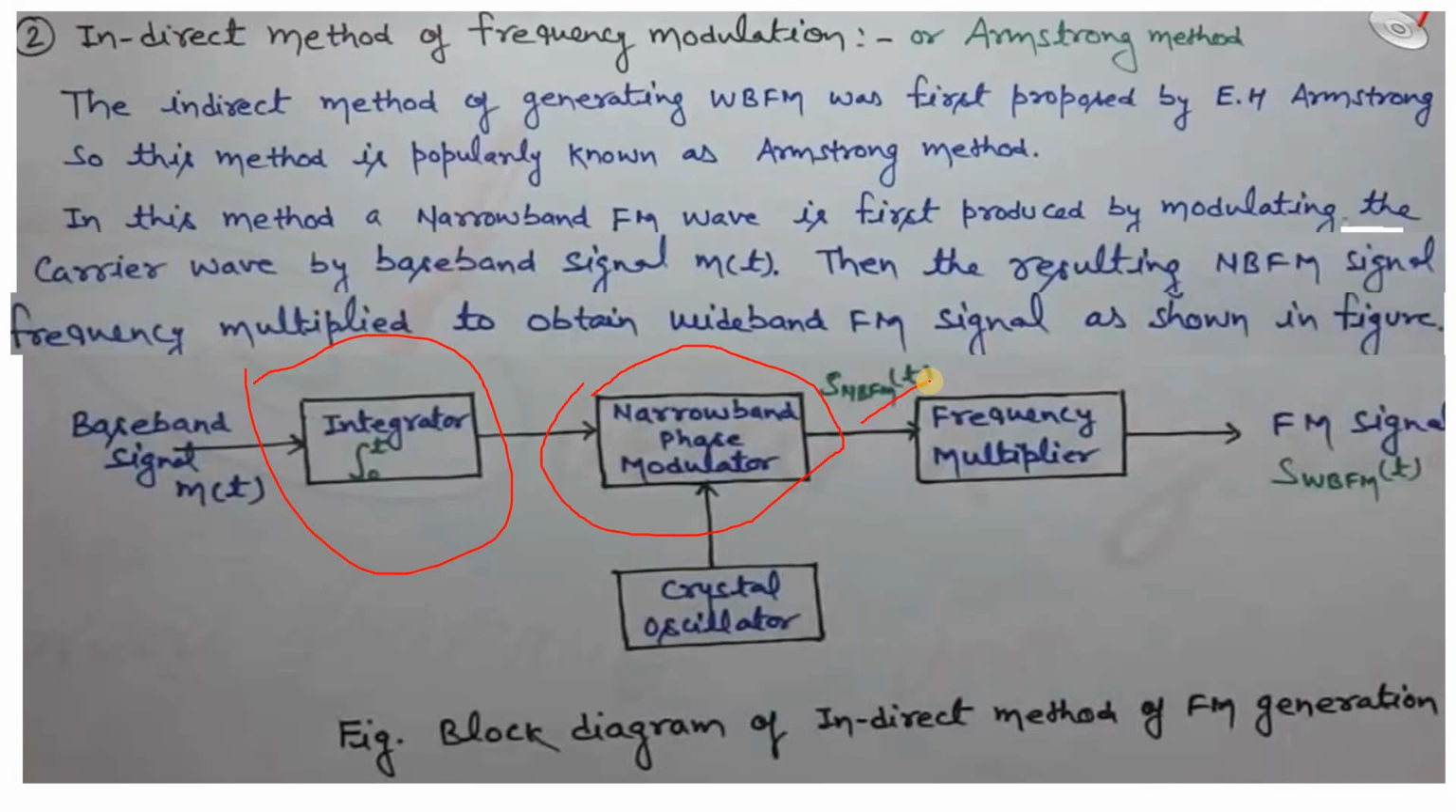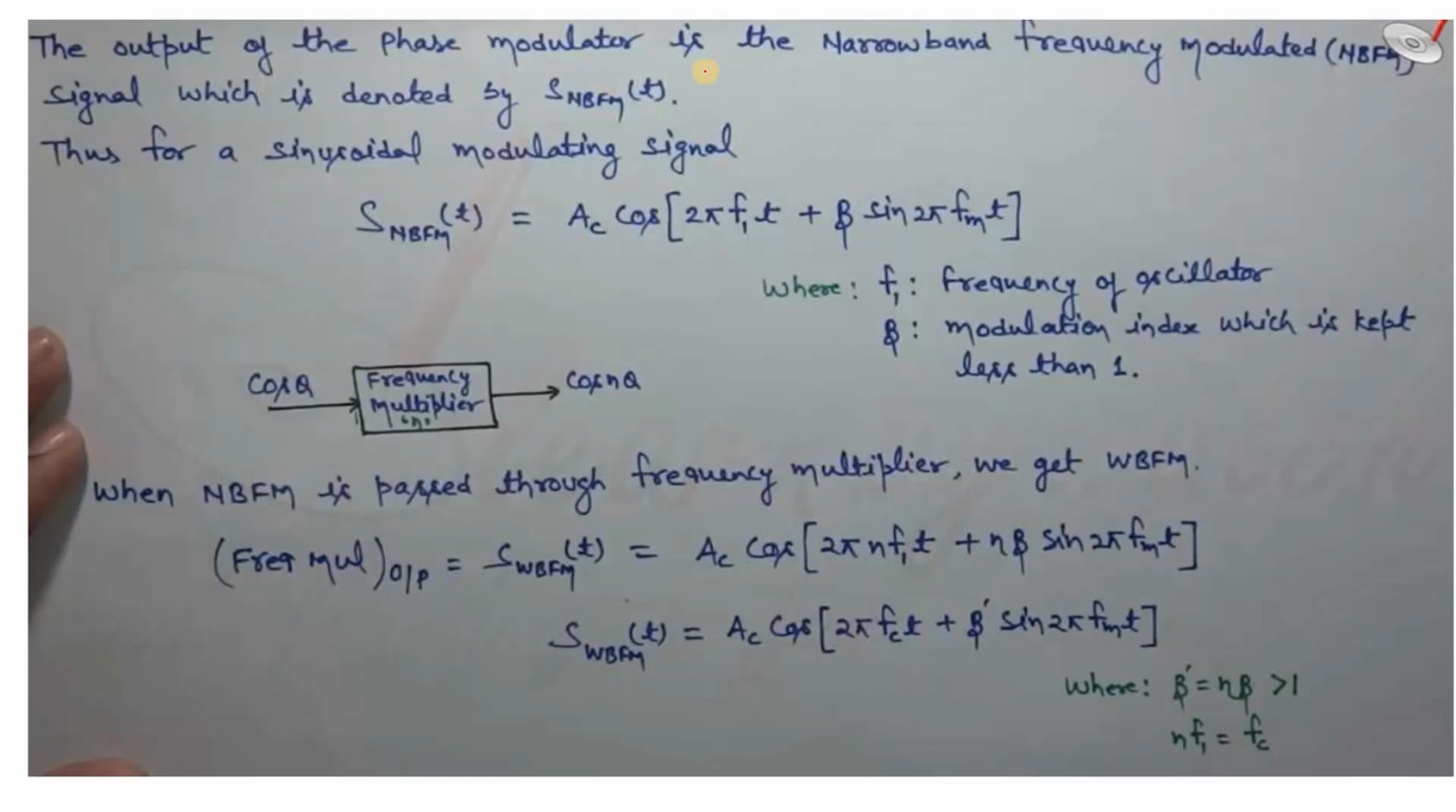This thing we already discussed when we went through the derivative part of the NBFM. And then you apply the frequency multiplier. Then you will get the wideband frequency modulation signal. The output of the phase modulator is a narrowband frequency modulated signal, which is denoted by S suffix NBFM of t. Thus, for the sinusoidal modulating signal, you can write AC cos of 2 pi f1 t plus beta sin 2 pi fm t. F1 is the frequency of an oscillator and beta is the modulation index, which is kept less than 1, because it is a narrowband frequency modulation. That is very important to remember.